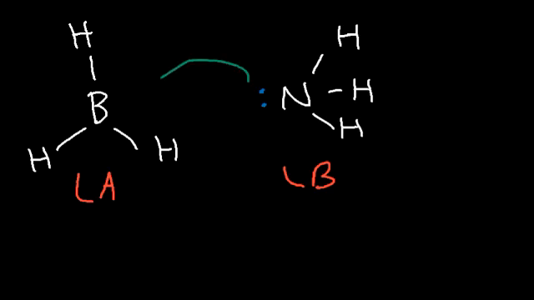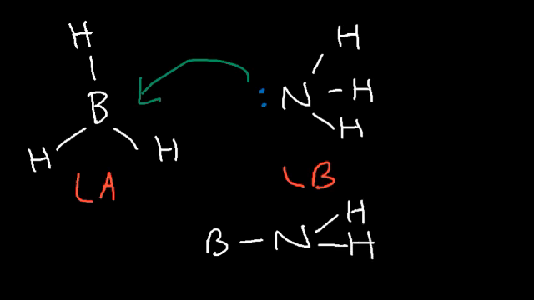So the nitrogen can donate a pair of electrons, or 2 electrons, to create a bond between boron and nitrogen. So therefore, because nitrogen donates the lone pair, it's the Lewis base. Because boron accepts the lone pair, it's the Lewis acid. So the product of this reaction looks like this. Whenever nitrogen has 4 bonds, it has a positive formal charge. And whenever boron has 4 bonds, it has a negative formal charge. Overall, it's still neutral. So that's an example of a Lewis acid-base reaction.